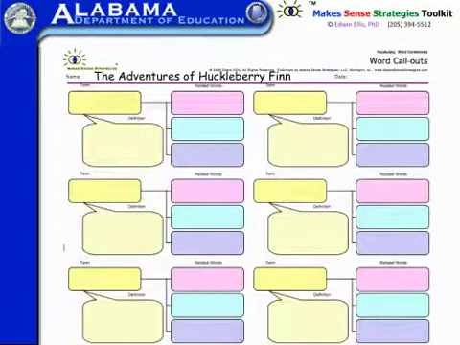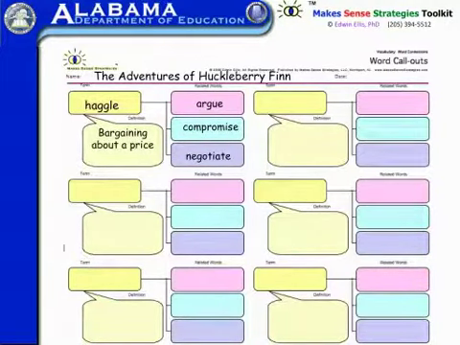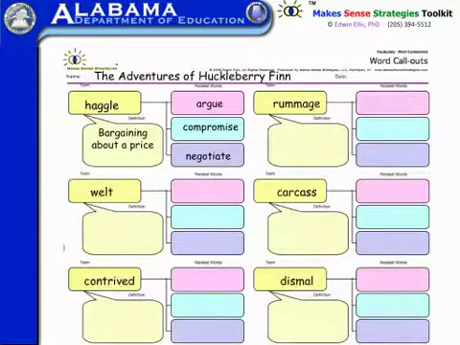And so if we're doing Huck Finn, one of the words might be haggle, and the definition is bargaining about a price. And then what we're going to do is identify words that are related to haggle, like argue, compromise, and negotiate. Now they don't mean the same thing, they're just related to it. And so what we'll do with each of the main vocabulary terms is basically define them and then identify a series of words that are related to it.